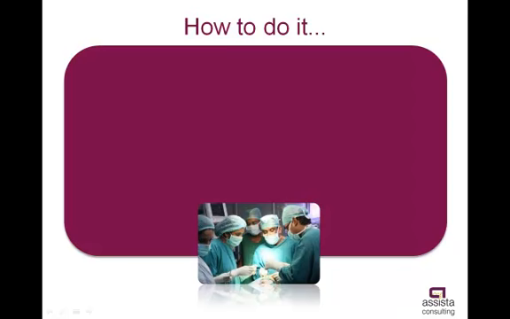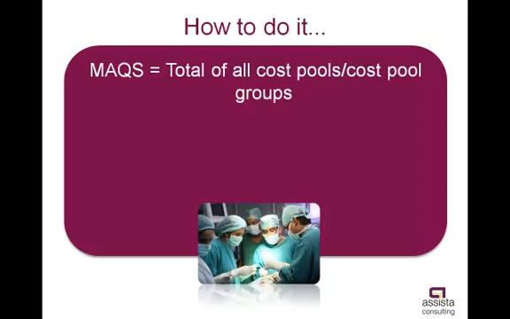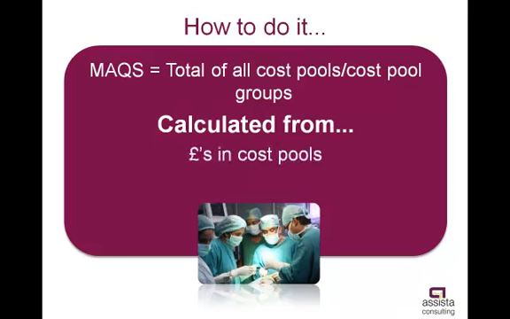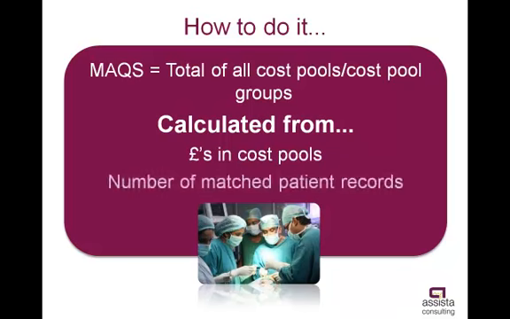The total MAQS for a cohort of patients, for example outpatients, is built from all the MAQS of the cost pools and the cost pool groups for that cohort. In turn, these scores are calculated from the current amount of financial resource in the cost pools and the number of matched patient records.